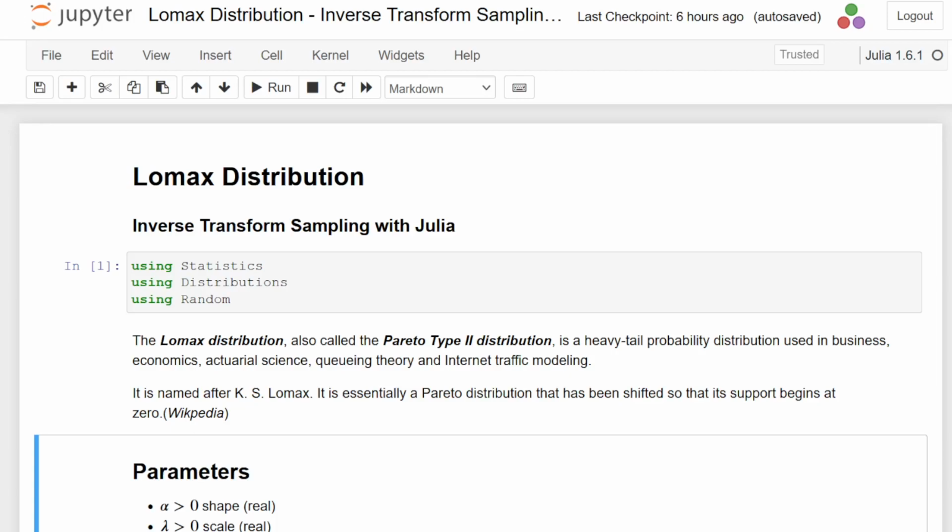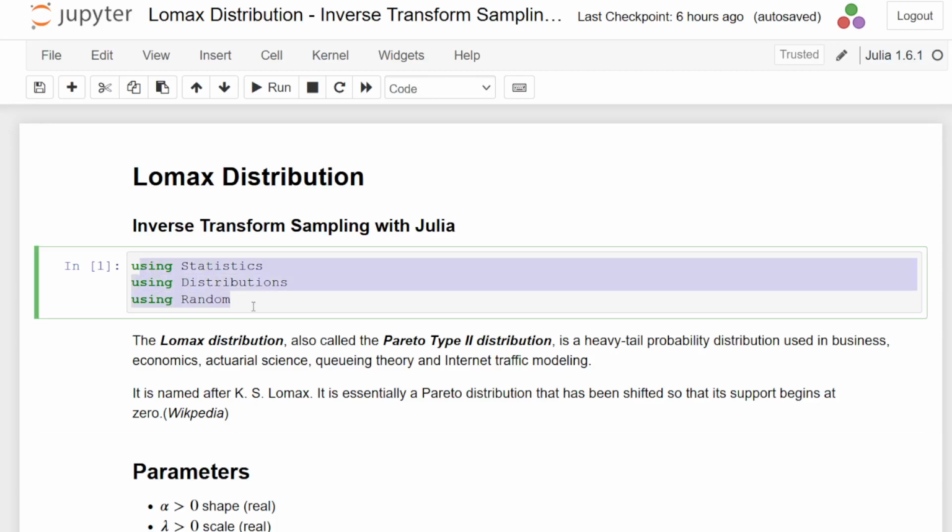By the way, this is all from Wikipedia. Just as a remark, it is named after K.S. Lomax. Now, what we're going to do here is create an algorithm that generates a sample drawn from the Lomax distribution. We're going to use the inverse transform sampling method with Julia. In the first instance, I have some packages ready: Statistics, Distributions, and Random, and I'm going to have them on standby almost permanently for these probability distribution presentations.